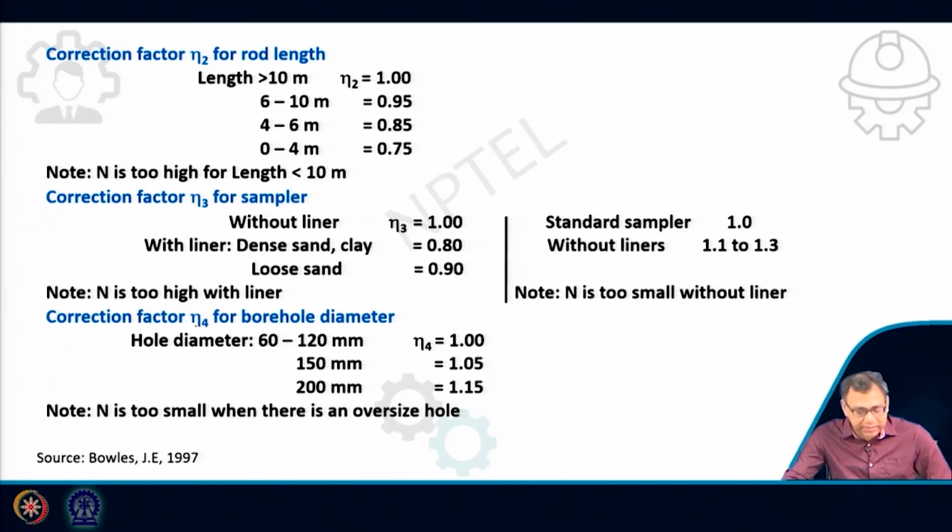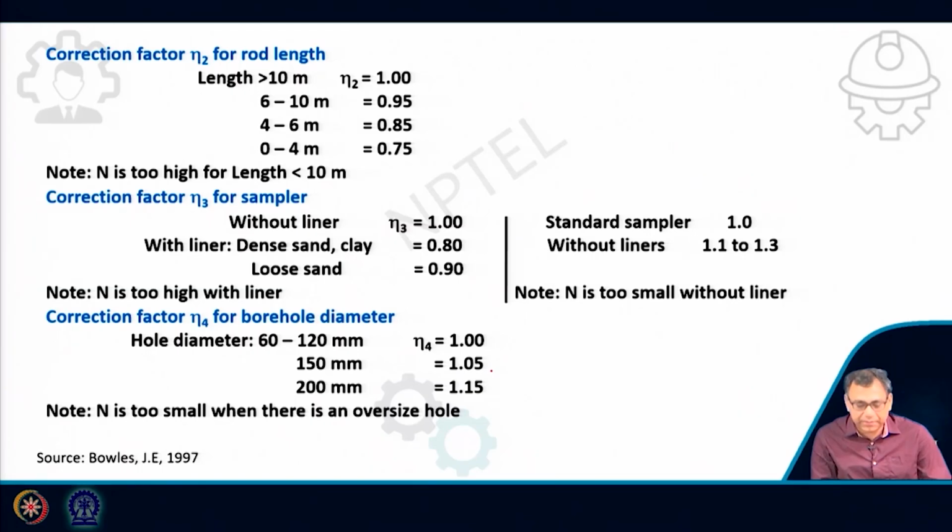Now, the correction factor for borehole diameter: the N value is too small when there is an oversized borehole. So that means if the borehole is oversized, the N value will be too small, so we have to increase that. If the borehole diameter is the standard 60 to 120 millimeters, this correction is 1. But if it is 150, the correction is 1.05, and if it is 200, the correction is 1.15. So we have to apply all the corrections.